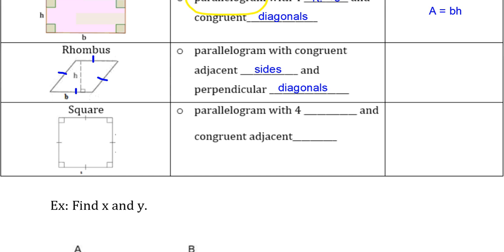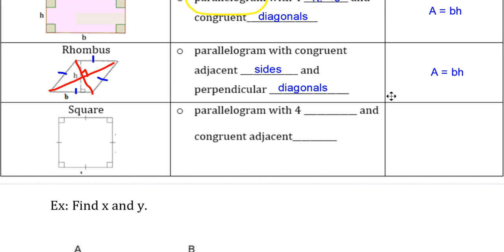And diagonals are perpendicular, so if I were to draw in the diagonals in the rhombus, I would know that they make right angles with one another. And once again, just like the previous 2, the formula for the area is going to be the base times height. Our final special polygon we want to talk about is the square.